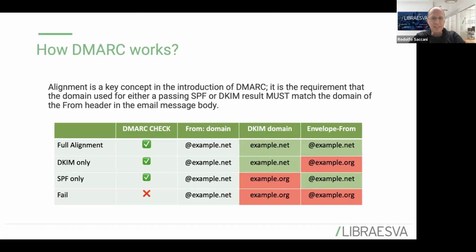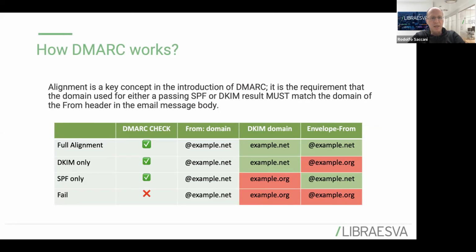In the second example, we have the same from domain example.net, a valid DKIM signature on the same domain, and an envelope from on a different domain. This is a classic example of a newsletter where the envelope from is different from the header from, but there is a valid DKIM signature on the same domain of the header from. So there is DMARC alignment, the email passes validation, it's okay.